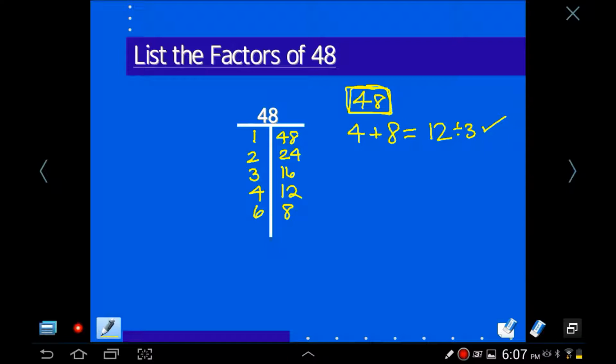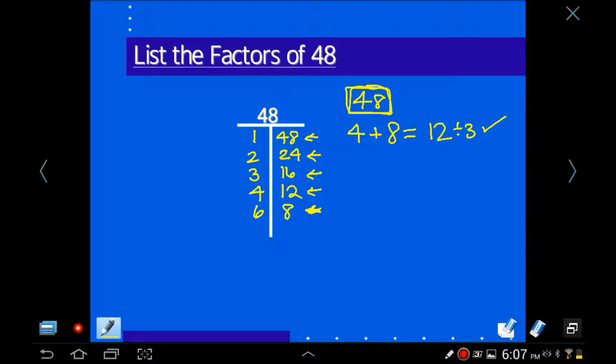6 times 8. And you'll notice here, as you're going down the line, that the numbers are getting closer and closer together. 1 and 48 are far apart. 2 and 24 a little closer. 3 and 16 getting really close. 4 and 12, 6 and 8. And that's about as close as the factors are going to get with 48.